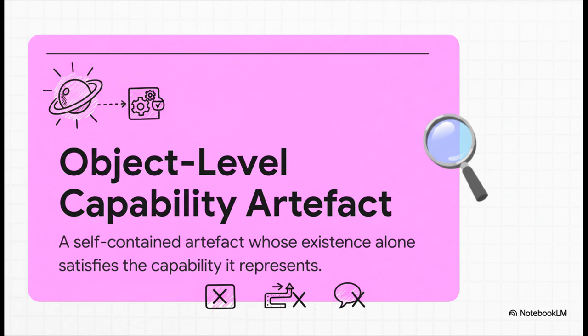Okay, here's the formal definition, so let's break it down. An object-level capability artifact, and yeah, that's a mouthful, so we're just going to call it an OLCA, is a self-contained thing whose existence alone satisfies the capability it's supposed to represent. The key thing to grasp, the part that's so different, is that it doesn't need to be executed or deployed or even interpreted by anyone. All its power is just baked right in from the moment it's created. I love this analogy. It's not the recipe, it is the finished meal.